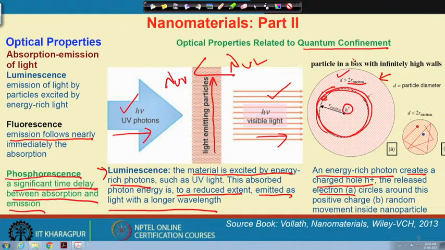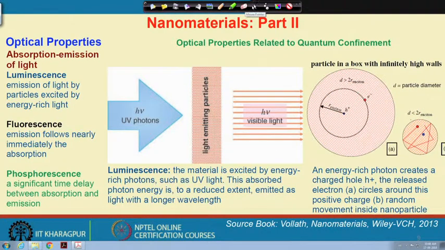Okay. But it may be that I keep on reducing this particle diameter and reach a diameter which is less than 2r of the excitation. So, this is the excitation r actually. Now, the particle cannot rotate in that way. So, it will come here, again it will come here. It will be like a Brownian type of motion, or random movement, inside a nanoparticle. This is the phenomenon we explain in terms of a particle in a box.